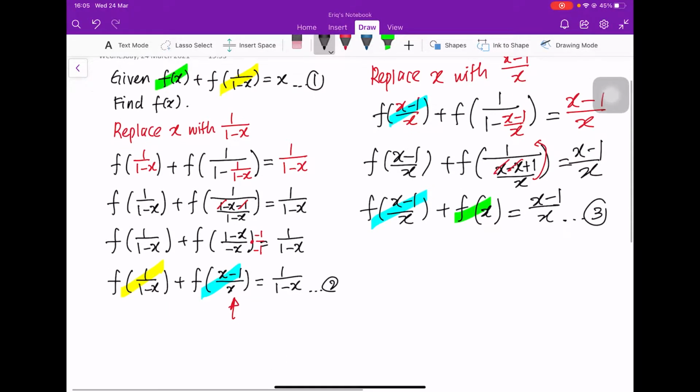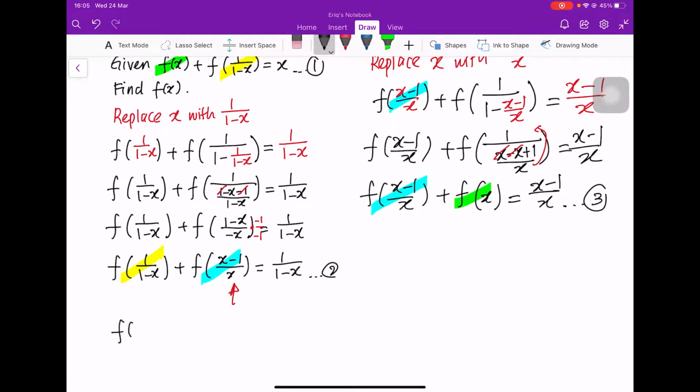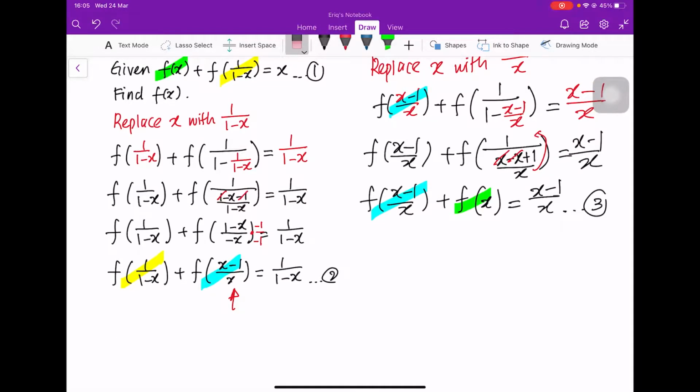Okay, so I will write down the first equation here. Before that, because my goal, again, is to find f of x. So I want to get rid of f of 1 over 1 minus x and f of x minus 1 over x, which is the one in the yellow and the one in blue. So in order to do that, I need to cancel out stuff, right? How can I do it? Maybe I can add equation 1 with equation 3, then minus equation 2. Okay, you'll see how it works later.